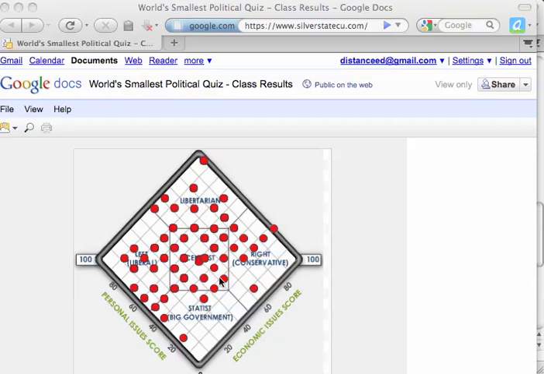So that's how this breaks down. Right here in the middle, that's where most of you are. If you're a little more to the left, maybe Harry Reid. A little more to the right, maybe Sharon Angle. A little more up, maybe Sharon Angle. A little more down, maybe Harry Reid. But remember, this is where most of America lives, right here in the center.